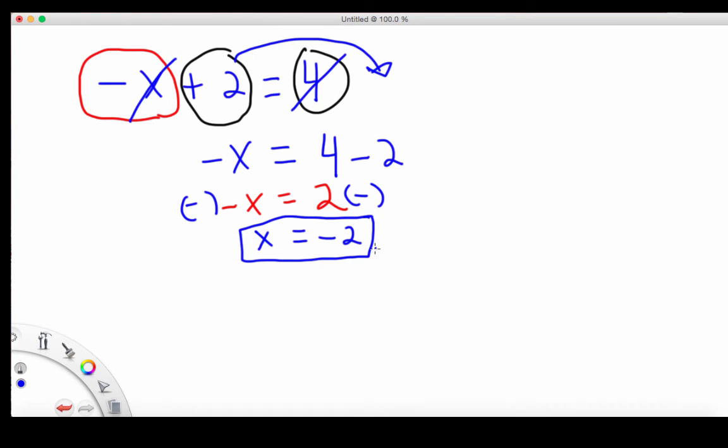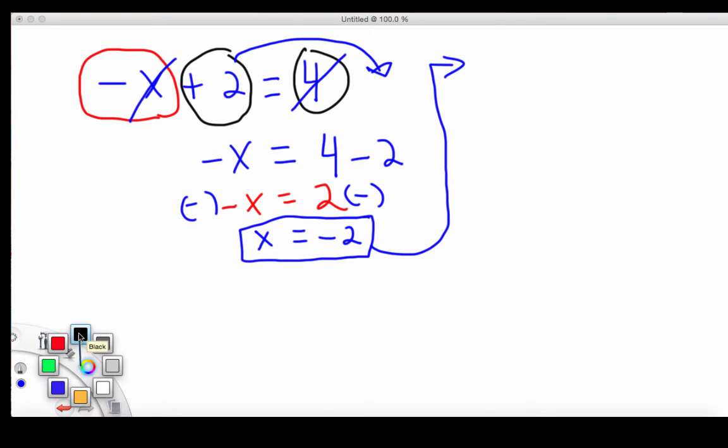Now, let's see if this is the solution, okay? We need to plug it back into our equation for x. Listen, you see this negative x, this negative right here? We have to repeat it no matter what. Okay? Now let's plug in for x. You see how I'm doing? Because this is called deductive reasoning. All right?